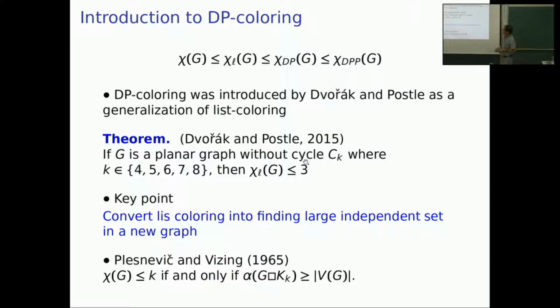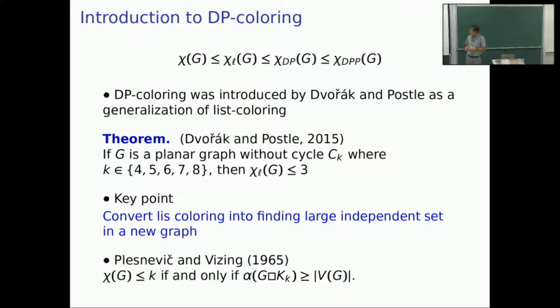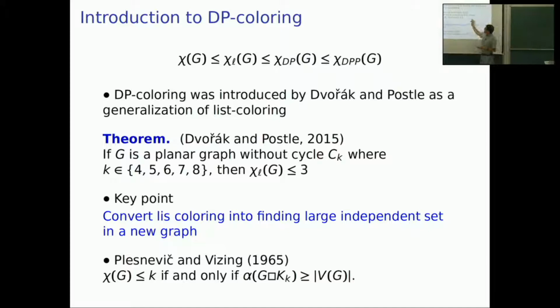So first, DP coloring. DP coloring was introduced by Dvořák and Postle to study list coloring. There was a long-time conjecture about planar graphs without cycles C4 through C8: is it 3-choosable? They proved this conjecture, and at that time they introduced DP coloring.